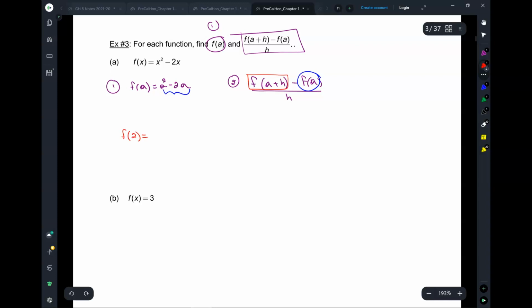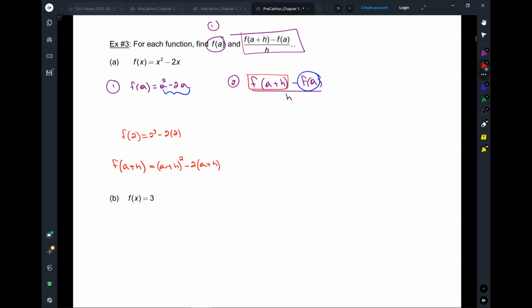Let's see. What's f of 2? Just going along with it. What would f of 2 be? Well, if this is f of x, what's f of 2? 2 squared minus 2 times 2, right? Basically, you're substituting this for all the x's. So now if I have f of a plus h, I'm substituting a plus h for each of the x's. That means it's going to be a plus h squared minus 2 times a plus h.